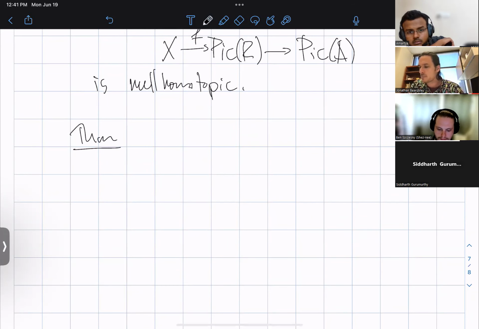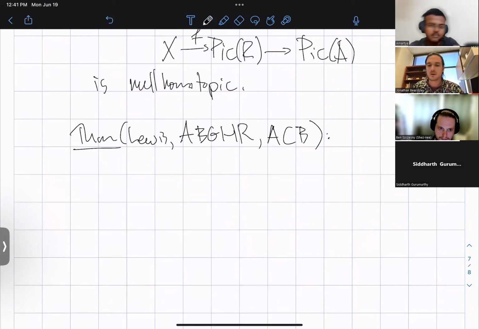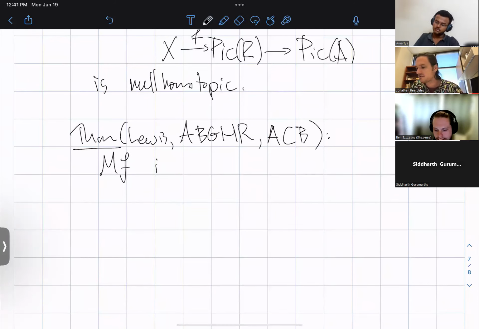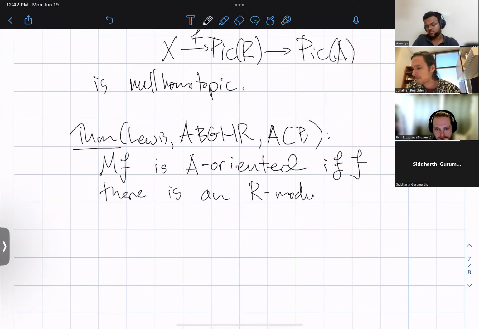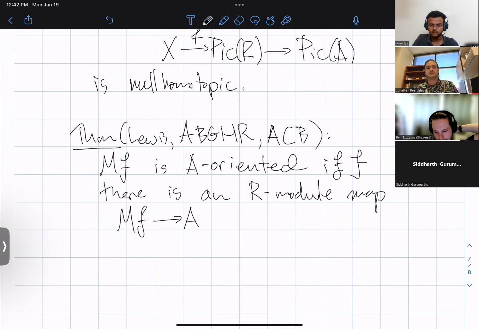So here's another theorem. Again, really going back to Gauss-Lewis, but also in ABGHR, Ando, Blumberg, Gepner, Hopkins, Rezk, and Antolín-Camarena-Barthel, which is that Mf is A-oriented if and only if there is an R-module map from Mf to A itself.